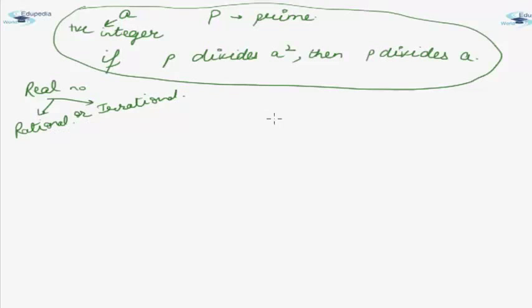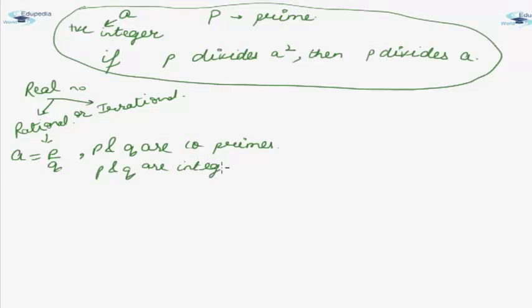The rational number is of the form A equal to P by Q, where P and Q are coprimes. By coprimes we mean that P and Q are integers having no common factor, and Q is also not equal to 0, because if Q is 0, then this term will become not determined or not defined.